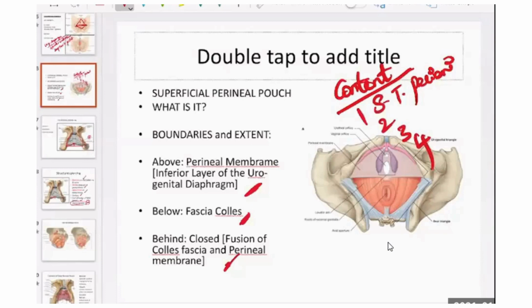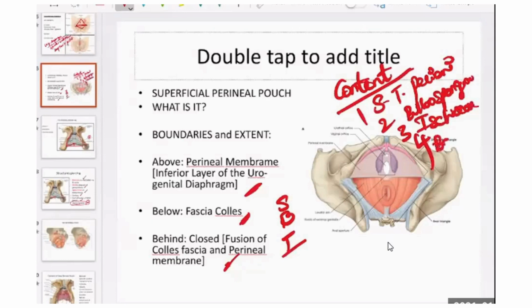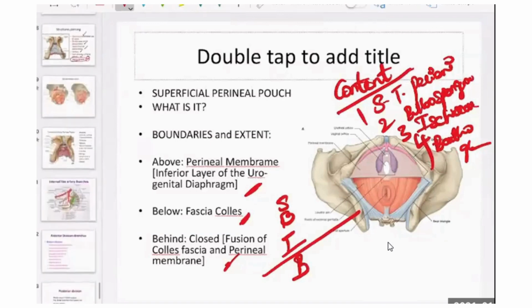Superficial transverse perineal muscle. Next is bulbospongiosus. Ischiocavernosus. One gland, Bartholin gland. Remember SBI. Superficial transverse perineal, bulbospongiosus, ischiocavernosus, and Bartholin gland. So that is the content of the superficial perineal pouch.